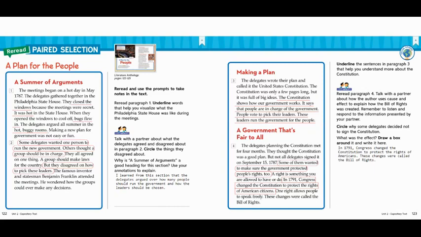All right, boys and girls, I hope you have enjoyed this paired selection called A Plan for the People. In this text, we learned a lot about American history that still benefits us today. Thanks for watching, and if you need to go back and rewrite anything, feel free to rewatch, pause, and write. Bye for now.